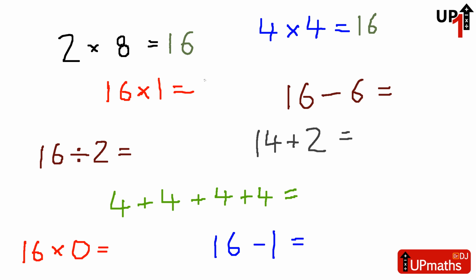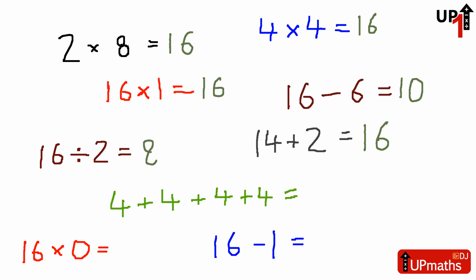What if we do 16 and times it by 1? Well, we've still got 16, haven't we? What about 16 minus 6? That would make 10. What about 14 plus 2? Well, I know that 4 plus 2 is 6. So I'll just make it 16 because it's 14 plus 2. That's how I think about it anyway.